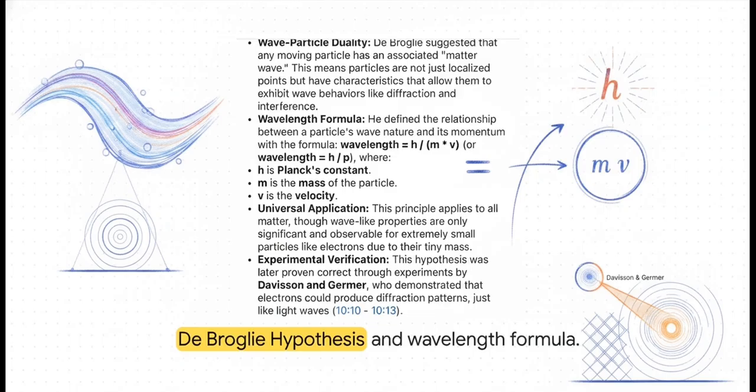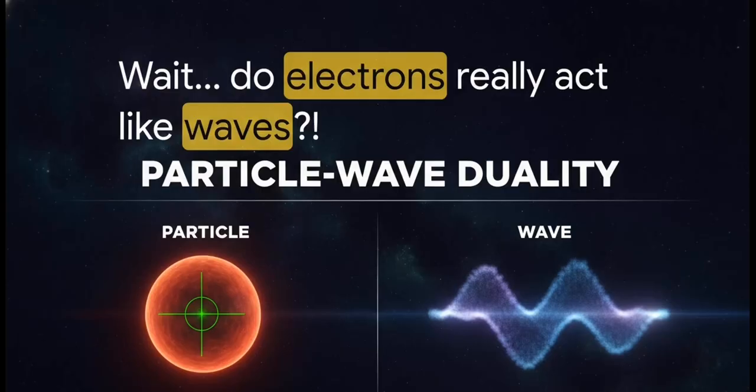And incredibly, this totally bold hypothesis was later proven absolutely correct by Davisson and Germer, who demonstrated that electrons do in fact produce diffraction patterns just like light waves. Wait, electrons act like waves? Yes, they absolutely do. And this completely shattered the old planetary models. Why? Because you can pinpoint a solid particle. You know exactly where a planet is in its orbit. But a wave is completely spread out. You simply can't pinpoint a wave the same way.